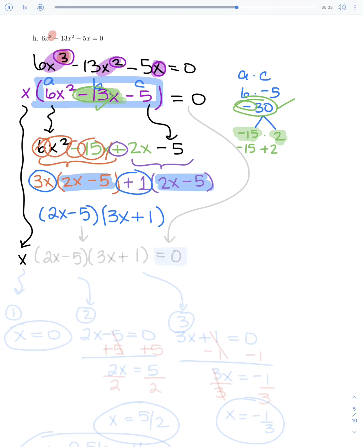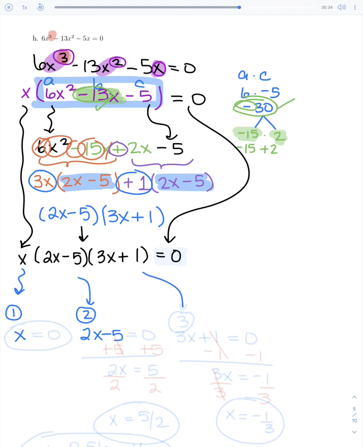And that is how we're going to factor with the AC method. So we already had the x out in front, and now I have a 2x minus 5 and a 3x plus 1 that I can carry down. And don't forget, this was an equation. I still need to carry down that this whole thing equals 0. Because I should be getting three answers, I need to break off our three pieces. The first piece is just the x. The second piece will be the 2x minus 5. And the third piece will be the 3x plus 1. All three factors.